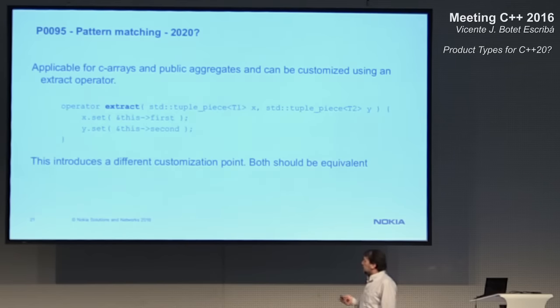I will just say that in order to customize this access, the proposal includes an extract operator on which we have to say what is the address of each one of the fields. Then we have a different customization point, and we need to ensure that all the customization points are equivalent, and that we can deduce one from the others.